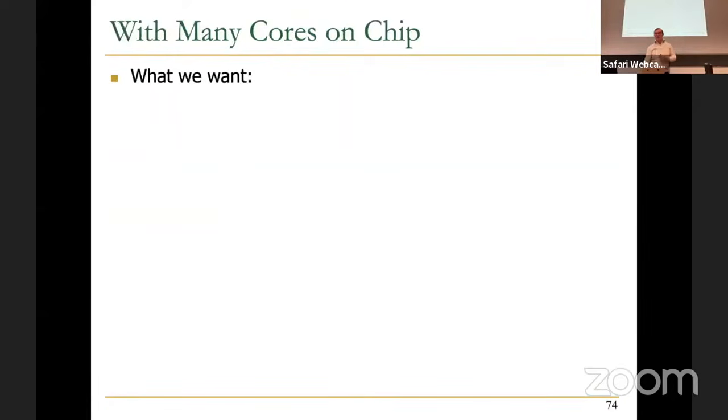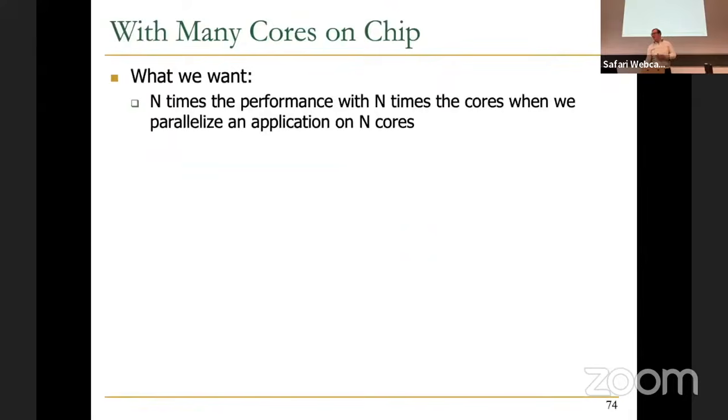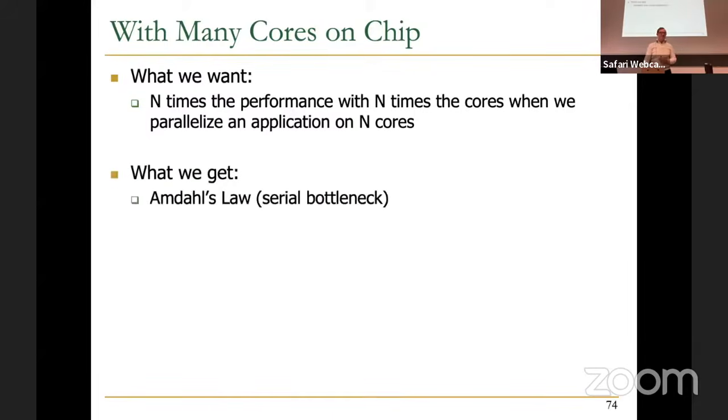So with many cores on a chip, what you want is really scalable performance, ideal scalability. We're going to talk more about that in the multiprocessor section. Essentially, you want n times the performance with n times the cores when you parallelize an application on n cores. That sounds beautiful. Ideally, that's what you want. This is called linear scaling also, as we will see more. But what you normally get is Amdahl's law. Hopefully people know about Amdahl's law.